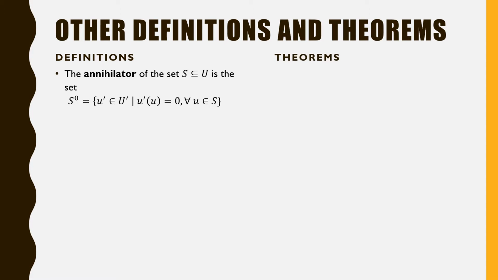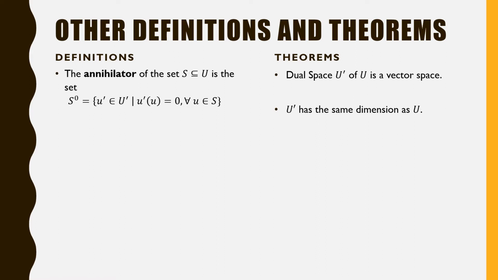Some important theorems to know about the dual space, some of which we can prove real quickly, others we'll prove a little bit later in this lecture, are the following. The first is what we proved earlier, that the dual space U prime of U is in fact a vector space on its own. That's an important takeaway.